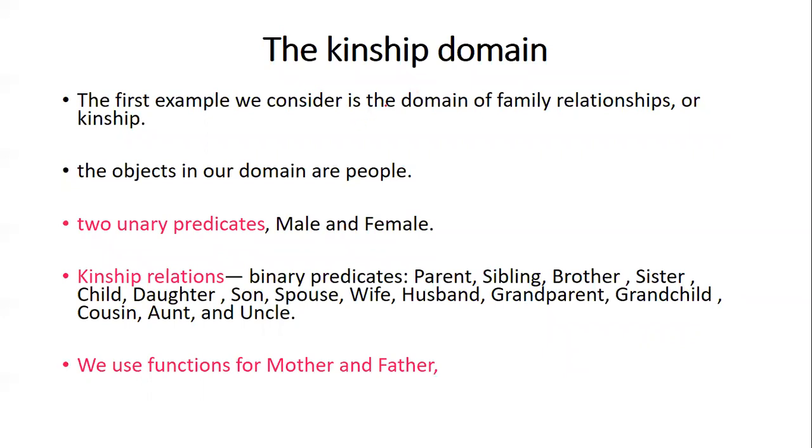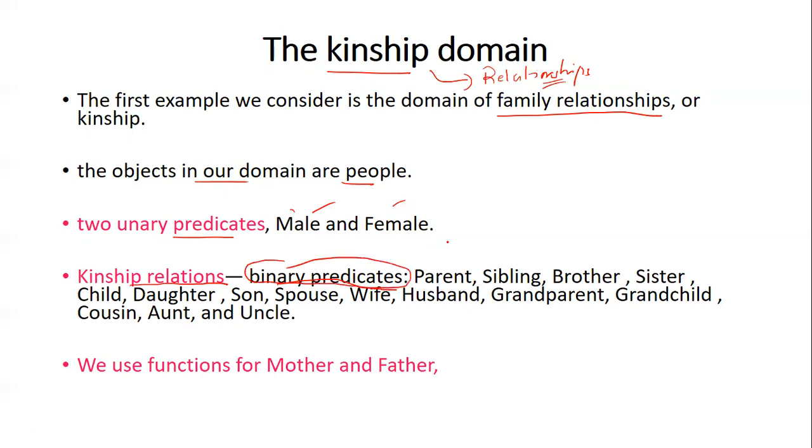The first example we'll be discussing will be in the kinship domain. Kinship means family relationship. So here the domain that we consider is family relationship. The objects in our domain are people, and we use two unary predicates, male and female, which can be applied to any individual. And these are the other kinship relations we use, and all of these are binary predicates.